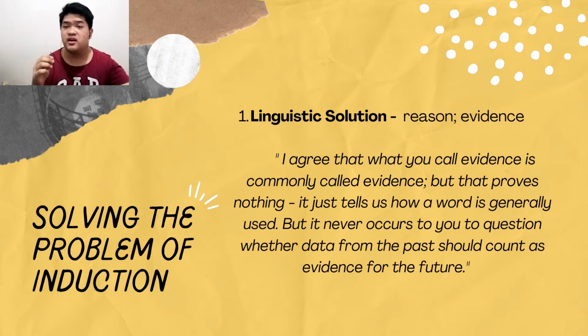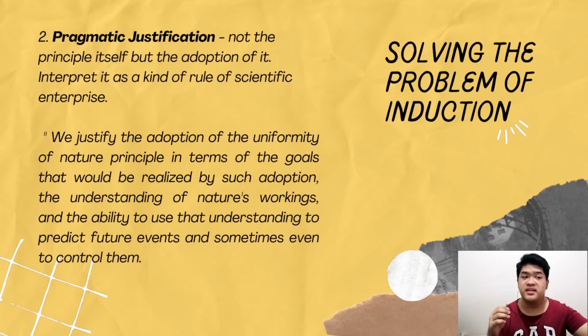So in this case, the linguistic solution, the dialogue started with a skeptic and a philosopher. The skeptic says, I agree that what you call evidence is commonly called evidence, but that proves nothing. In this scenario, the skeptic refuses to consider what the philosopher says as evidence. If you read through their discussions, there is no linguistic alignment on the terminology they are using. You may be asking yourself, what is reason actually? As a term, what is evidence? If there is linguistic alignment between the terms they are using, maybe that will serve as a solution to this problem.